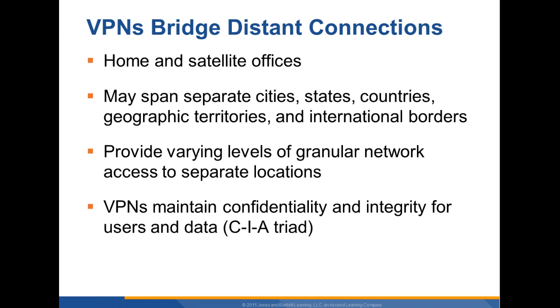VPNs bridge distant connections. They bridge the connections between home and satellite offices. They may span separate cities, states, countries, geographic territories, and international borders. They can share private local area network and intranet resources globally. Suppliers and distributors may maintain a separate private network for product sales and purchasing or parts ordering. Organizational headquarters and satellite offices may share common directory services, informational databases, supply chain resources, and other items. They provide varying levels of granular network access to separate locations.